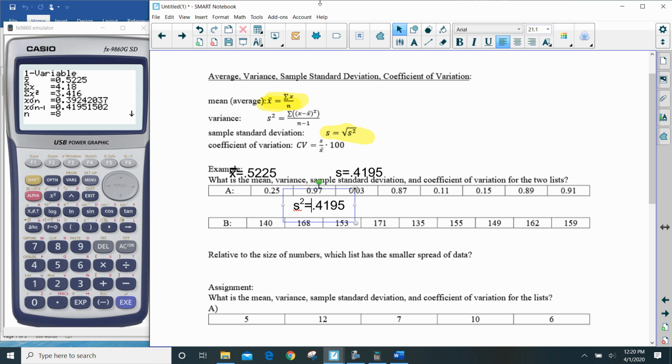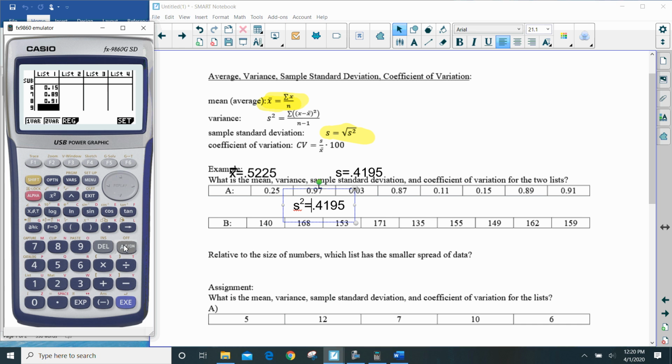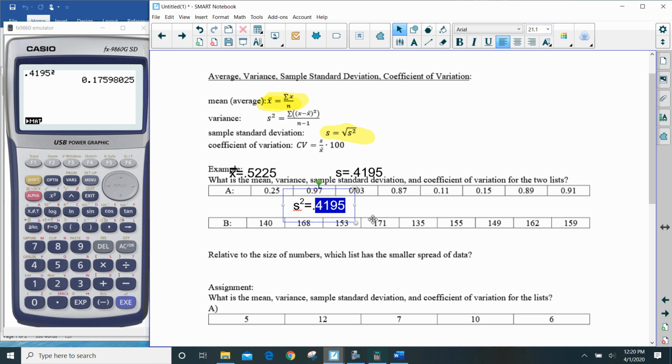So what I can do is I can go to my calculator and menu 1. I can take my s, which is 0.4195, and I can square it. Thus, this is s squared. This is the variance of 0.1760. There's my variance.